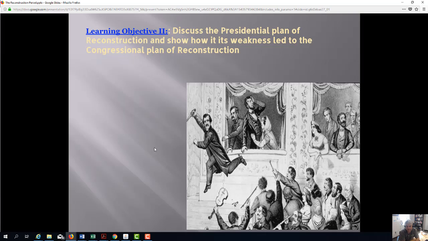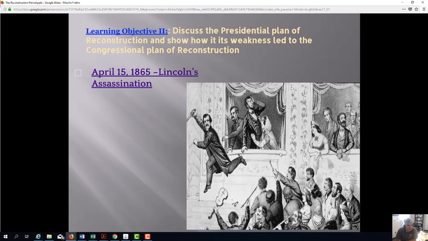One of the reasons why the 10% plan was short-lived is this famous scene right here. On April 15th of 1865, President Lincoln is assassinated by John Wilkes Booth in a theater. And this really is going to change the course of history for better or worse. This is an interesting what-if: what if Lincoln had lived?